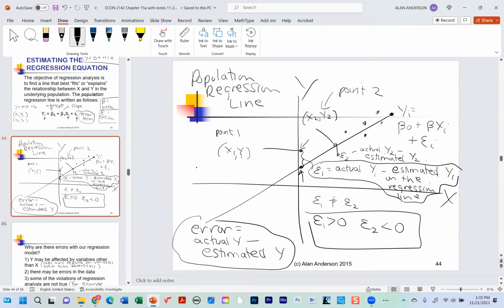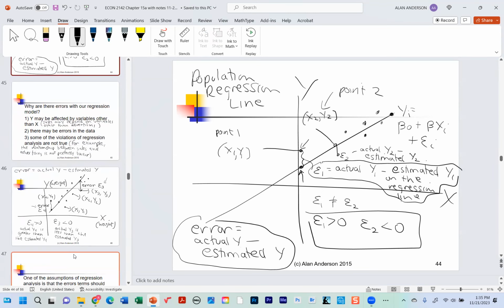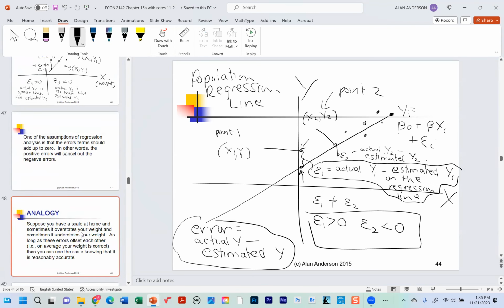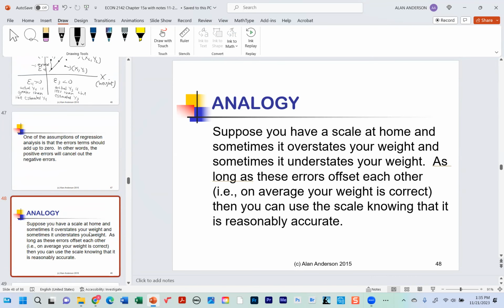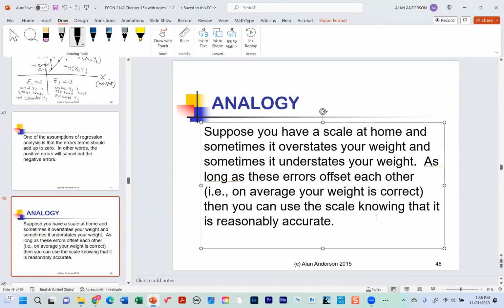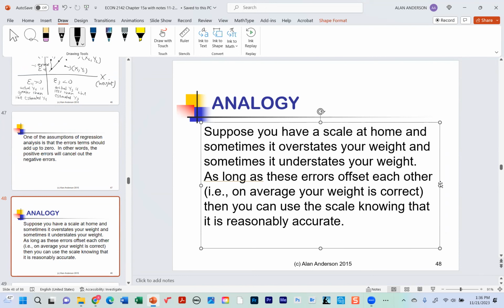In fact, I made up a good analogy of this before one of my classes. I thought this was a good example of what this is like. Suppose you have a scale at home, and sometimes it overstates your weight and sometimes it understates it. As long as the errors offset each other, meaning that on average your weight is correct, you can use it knowing that it is reasonably accurate. It's never perfect, but on average, it does a good job. That's what we're hoping for with regression analysis.